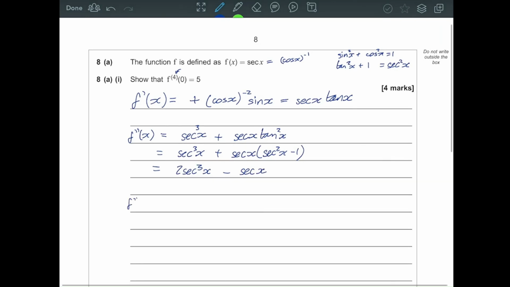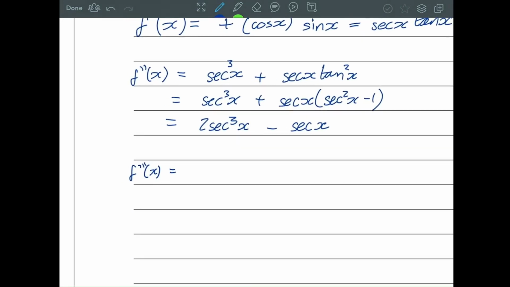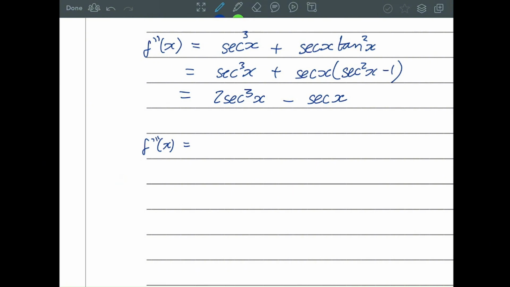And I still need 2 more derivatives. So this is the main reason I'm trying to keep things as simple as possible so I don't have to worry too much. If I differentiate this one, bring the 3 down, we're going to have reduced the power by 1, but then times by the derivative. The derivative of sec, again, is sec tan. So my sec goes back up to cubed minus sec tan by differentiating the other sec.